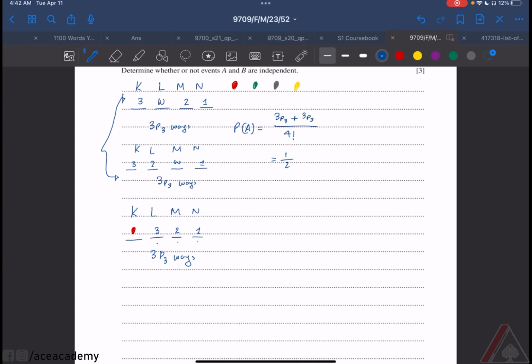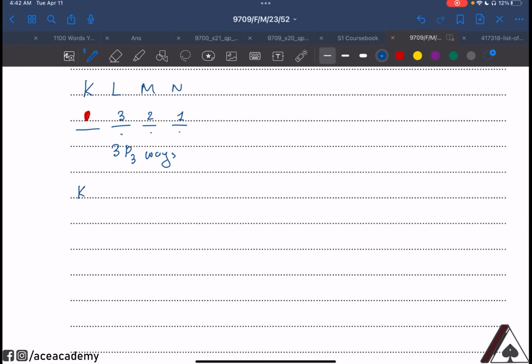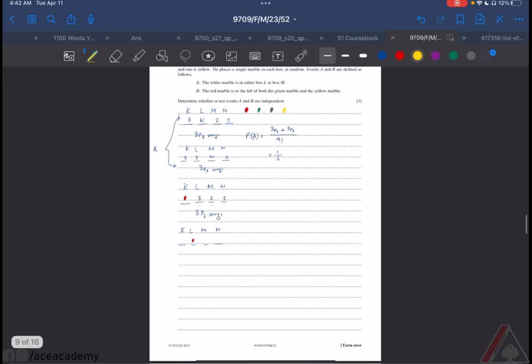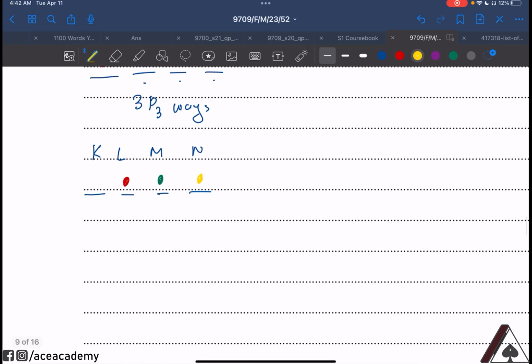This is for event 1, event A. And then there's another way in which this could be arranged, K, L, M, N, in which the red marble is in L, while the green marble and the yellow marble are in here. So the white marble would be here. Thus, they can be arranged in 2 into 2 ways.